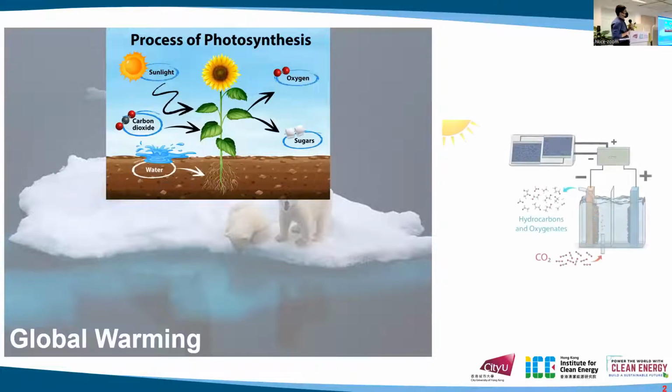And in the artificial photosynthesis, currently, the dominant way is using the silicon-based solar cell, which can convert the light into electricity, and use that electricity to drive the carbon dioxide electrolysis to produce hydrocarbons and oxygenates. And in my current research, I want to develop an alternative strategy, which can combine the light harvesting and the redox reaction in one unit.